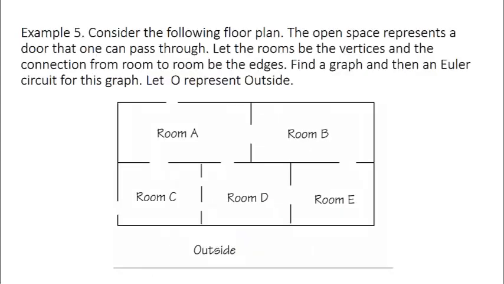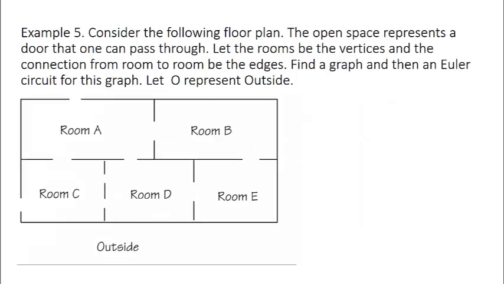Let's consider the following floor plan. The open spaces represent a door that one can pass through. We're going to let the rooms be the vertices, and the connection from room to room be the edges. Let's find a graph, and then an Euler circuit for this graph, letting O represent the outside. All right, I'm going to move my graph over to have some room to work.